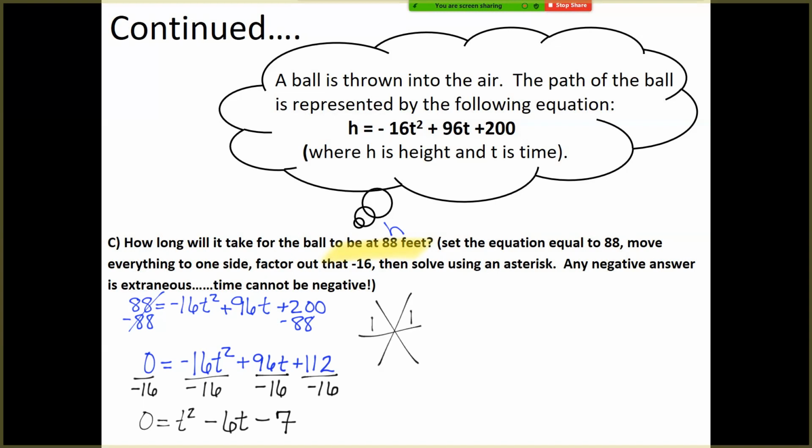So now these numbers that we just wrote are what we're going to use in our asterisks. So we now have 1t top left, top right, negative 6 in the bottom middle, and 1 times negative 7 in the top middle. So now we're looking for two numbers that multiply to give us negative 7 and add to give us negative 6. Negative 7 and positive 1. So my two factors are going to be t minus 7 and t plus 1.